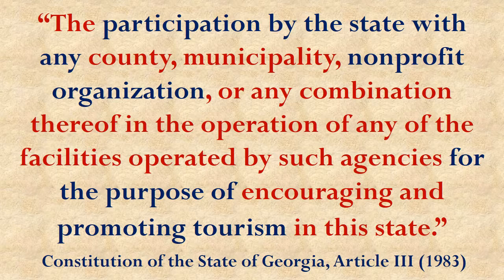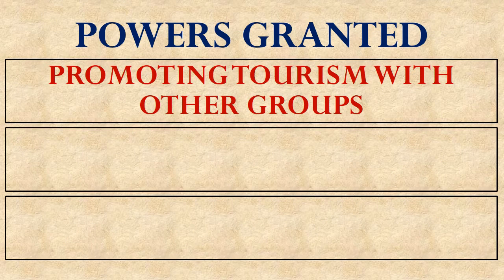And so that might explain why they felt the need to put something like this in as a specific grant of power, so that people later on wouldn't think that the state couldn't do this because of one of these other denials we'll get to in a minute. So that's our first example power of something given to the state to do, promoting tourism along with other groups in the state.